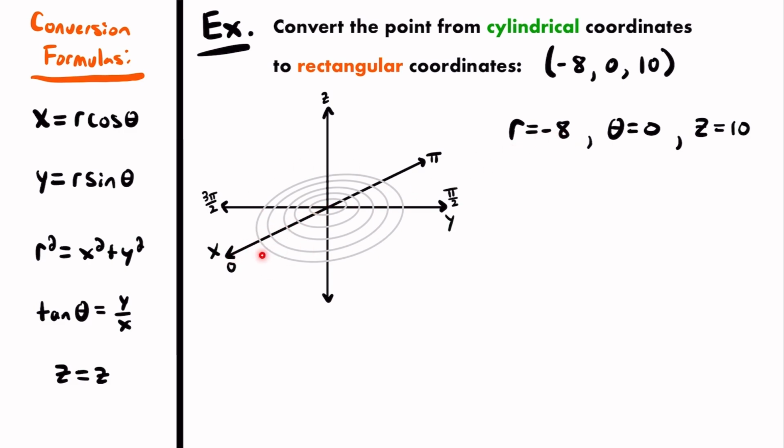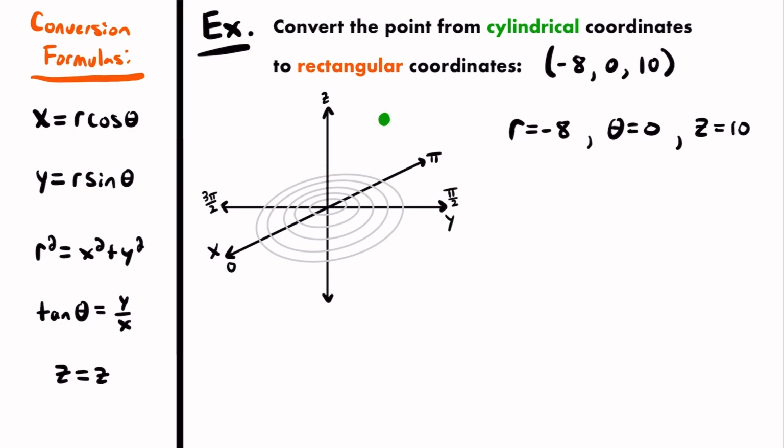So we would be at a radius of 8, but we need to reflect to the other side. So we'd be along this angle of pi, and then we would go up 10 units in the z direction. So we know that our point is somewhere over here. Particularly, it's along an axis, so it's not really in a specific quadrant or octant, but at least we have an idea of the location of that point.